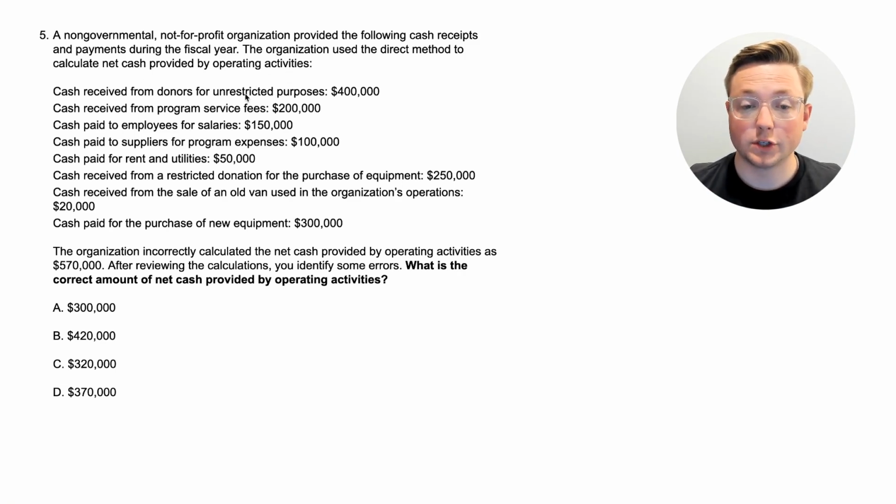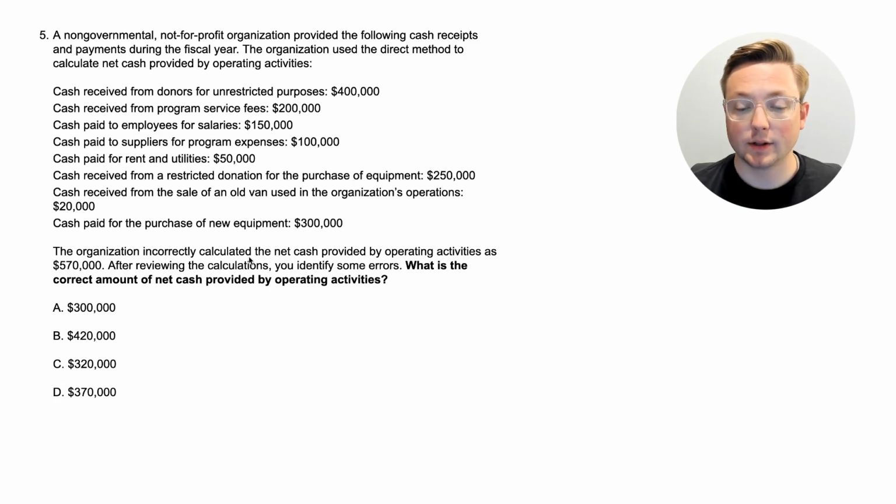Cash received from donors for unrestricted purposes, $400K. Cash received from program service fees, $200K. Cash paid to employees for salaries, $150K. Cash paid to suppliers for program expenses, $100K. Cash paid for rent and utilities, $50K. Cash received from a restricted donation for the purchase of equipment, $250K. Cash received from the sale of an old van used in the organization's operations, $20K. Cash paid for the purchase of new equipment, $300K. So a lot of information there.